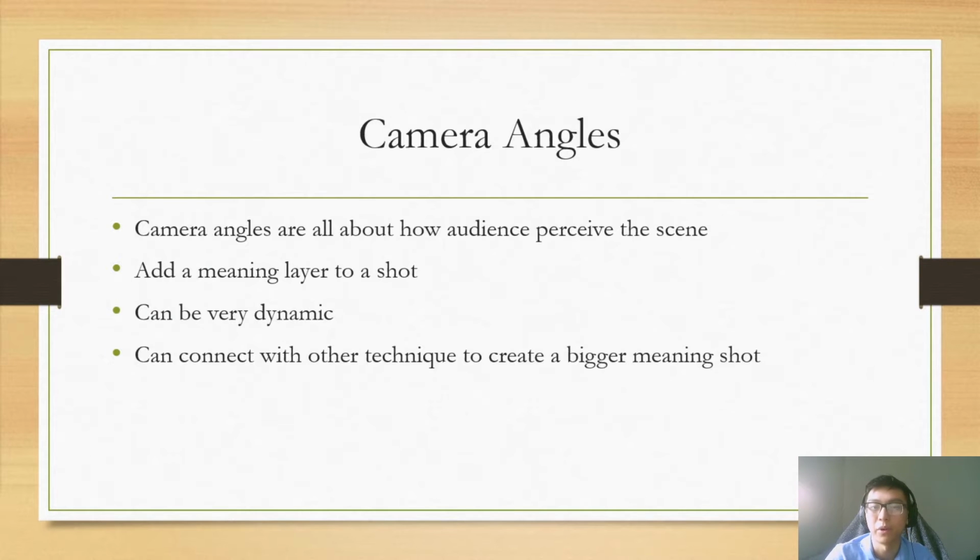So, what is camera angle? Essentially, camera angle is a way of how the camera is set up to manipulate how the audience perceives a scene. It also adds a meaning layer to a shot, and it can be dynamic and connect with different techniques to create a bigger meaning of a scene.